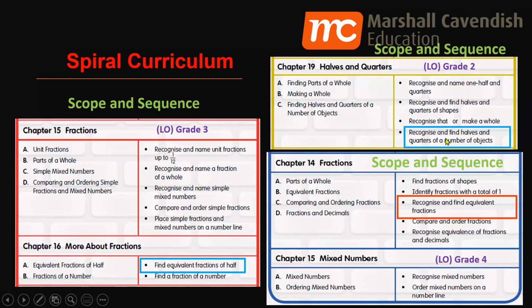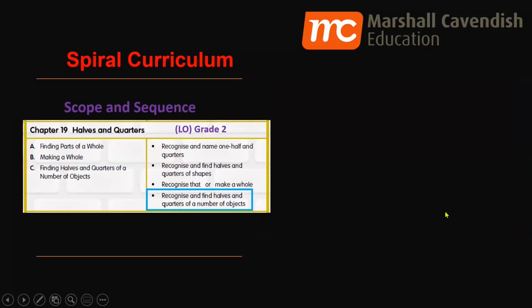So every objective has a purpose, because I could actually look at the objectives and ask myself, if I'm going to do equivalent fractions of half, what must the children know before I start teaching them equivalent fractions of half? So this is exactly what they have to know. They have to recognize what is a half, first of all. And then later on, I could expand it. So let's take a look at this, all right?